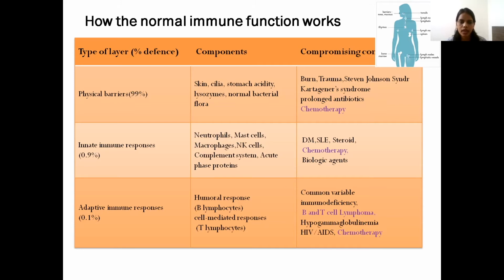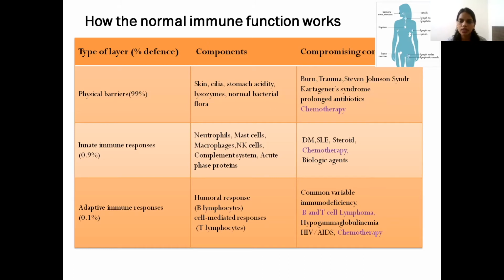Then the adaptive immune response is highly specific to any particular pathogen, and it provides long lasting protection. It has an element of memory, and it can also distinguish between self and foreign elements. The adaptive immune response has two components: the humoral response provided by the B lymphocytes and the cell mediated response provided by the T lymphocytes. Common variable immunodeficiency, hypogammaglobulinemia, hematological malignancy, that is B cell and T cell lymphoma, and use of chemotherapeutic agents can again compromise the adaptive immune response.